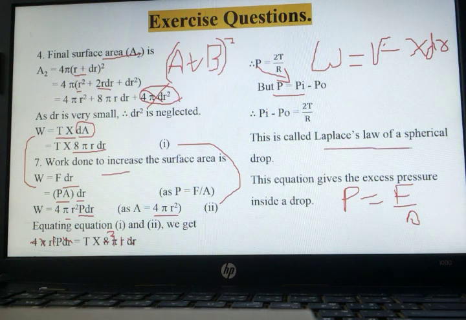This is the Laplace equation for a spherical drop, and they have asked us for the excess pressure inside a drop and not a bubble. Whenever it is a drop, you will get this formula: Pi minus P0 is equal to 2T upon R.